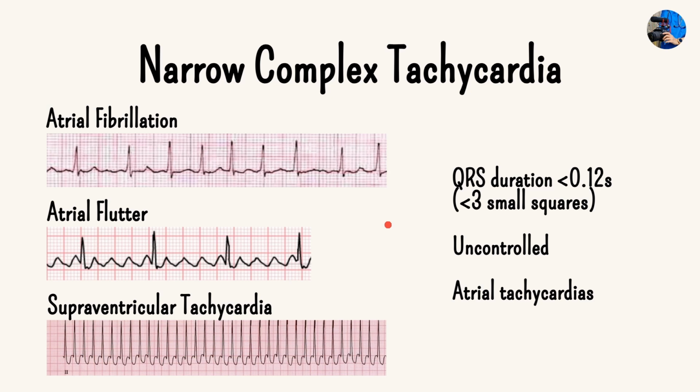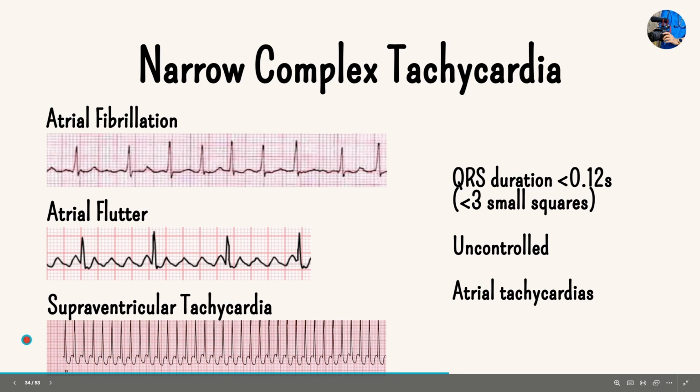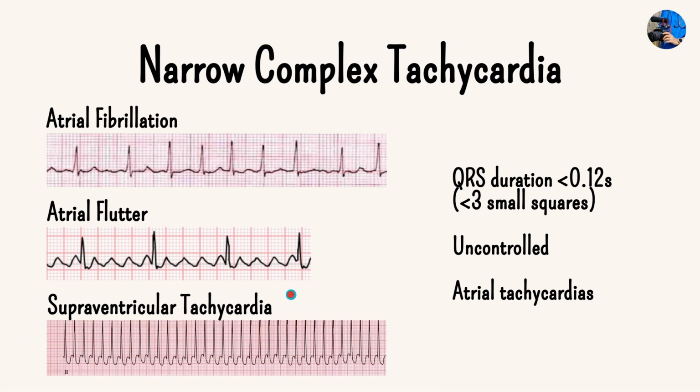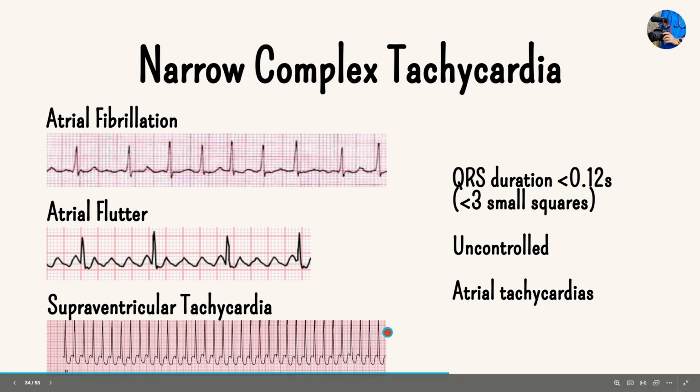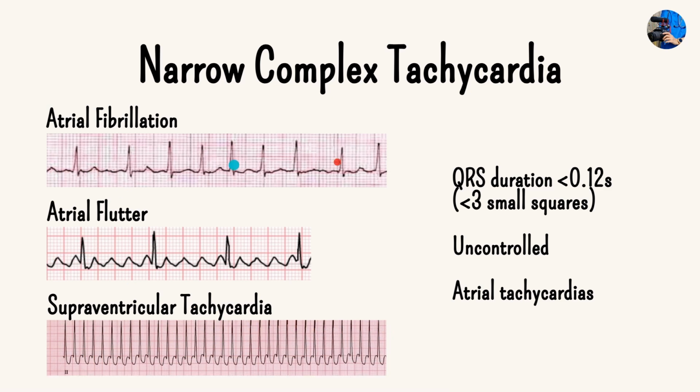So atrial fibrillation being a very common one, also atrial flutter, and also your supraventricular tachycardias, which are again affecting your atria. These are the ones where you want to do some vagal maneuvers, or you might need to give some adenosine to correct it. But yeah, that is what they look like. This is what to look out for in lead 2, in your lead that they run through for you.